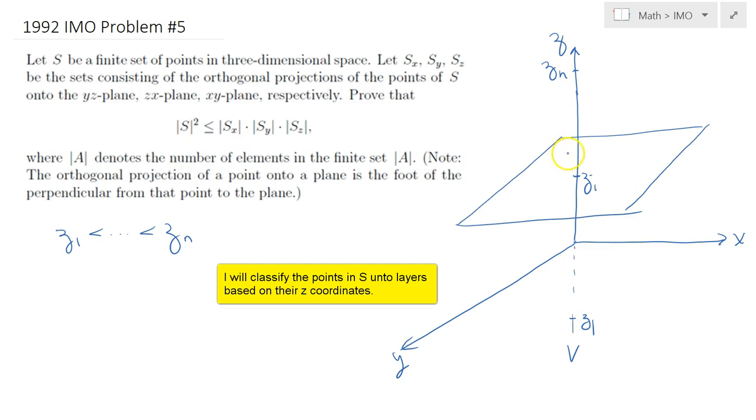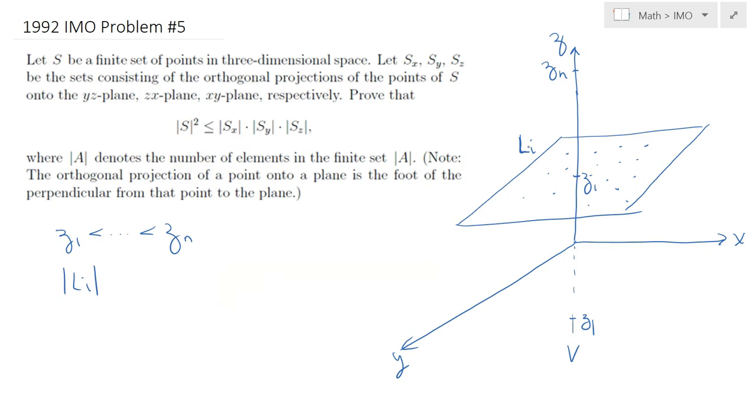So you have a bunch of points on this plane, and let's call this layer L sub i, and the number of points on this layer as a result will be the absolute value of L sub i. L sub i is the number of points on layer L sub i. Okay. Next, I will count.